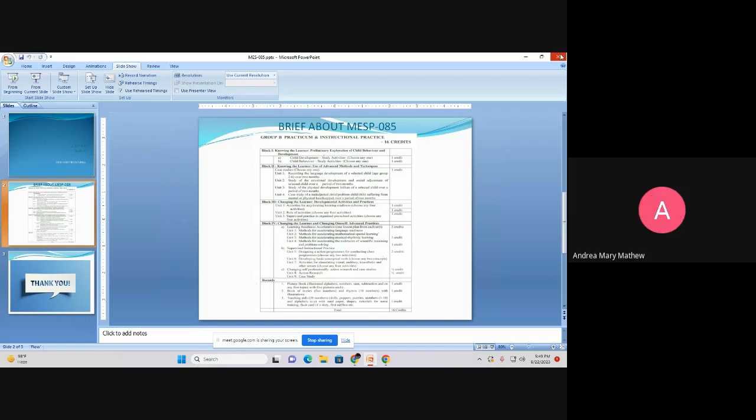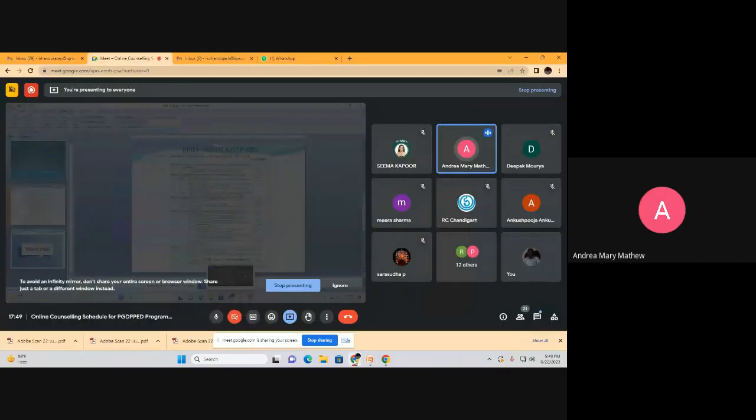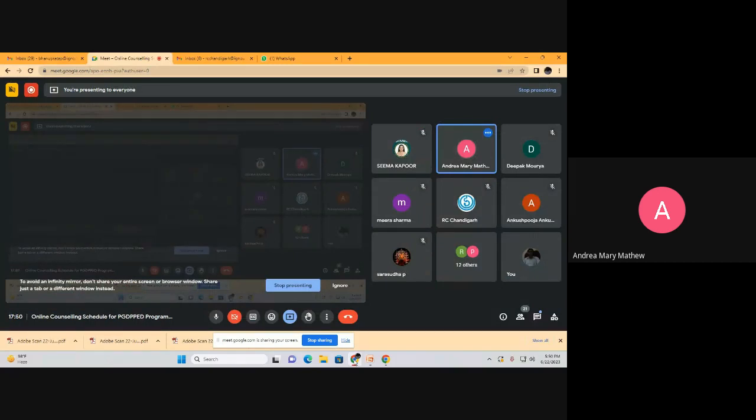Okay, so from unit 8 and 9, we need to take one case study and one action research. Yes, one case study and one action research. And that may be on the same child or a different child. It is your choice, depending on the availability of the data.